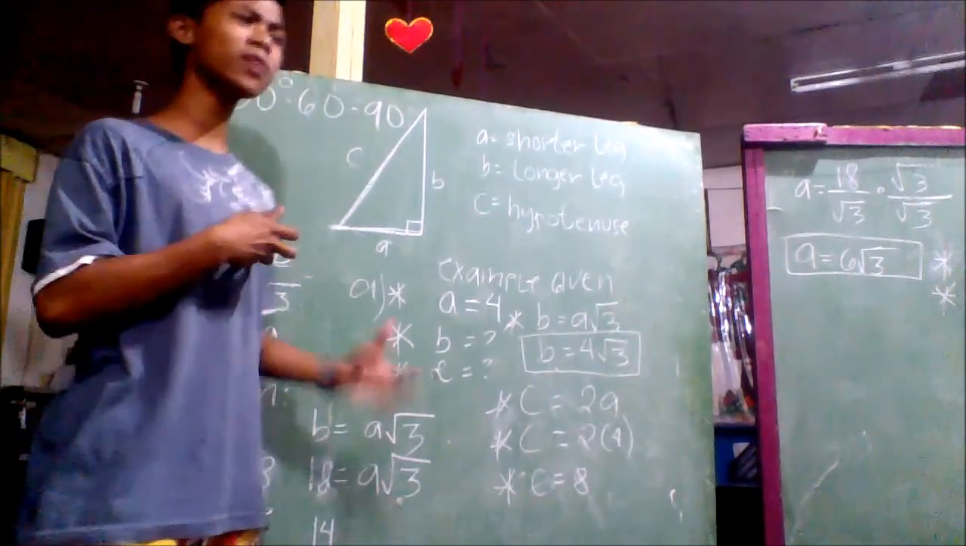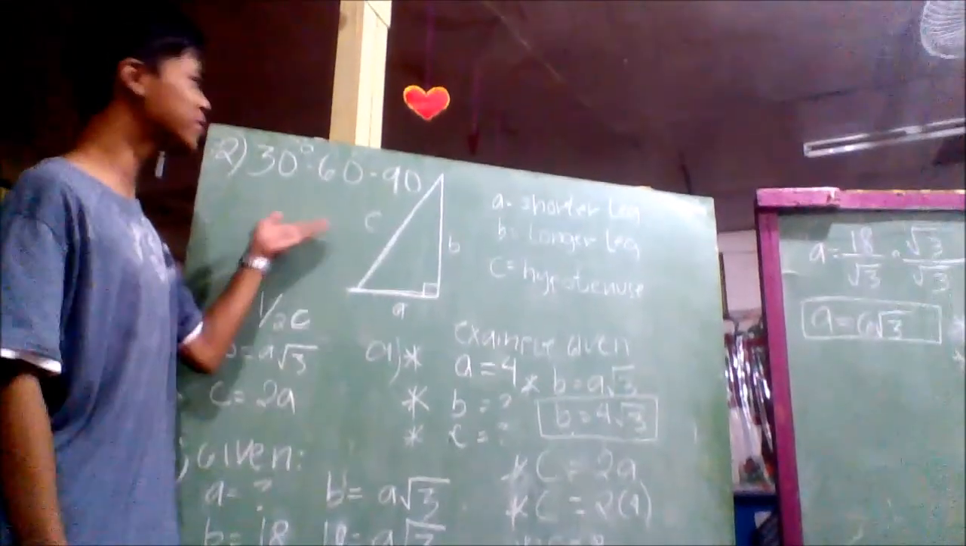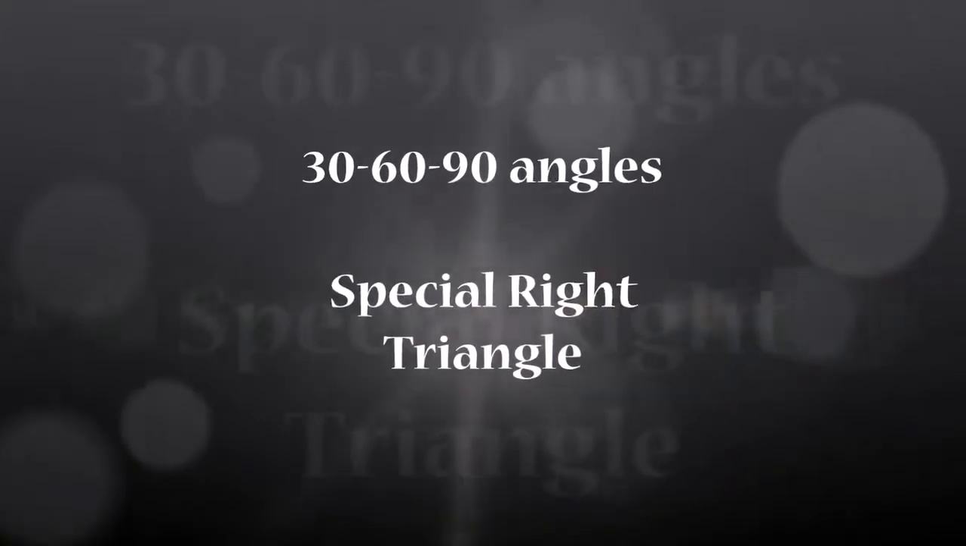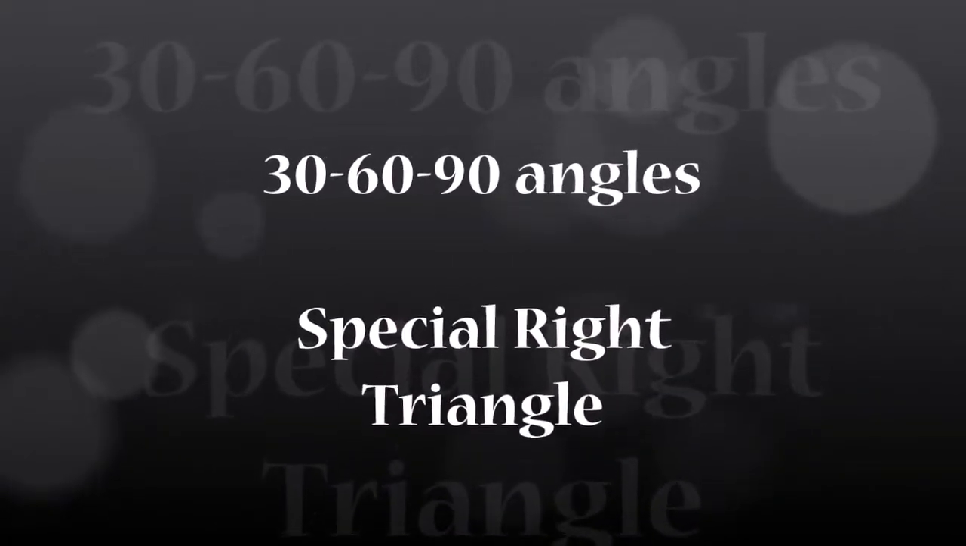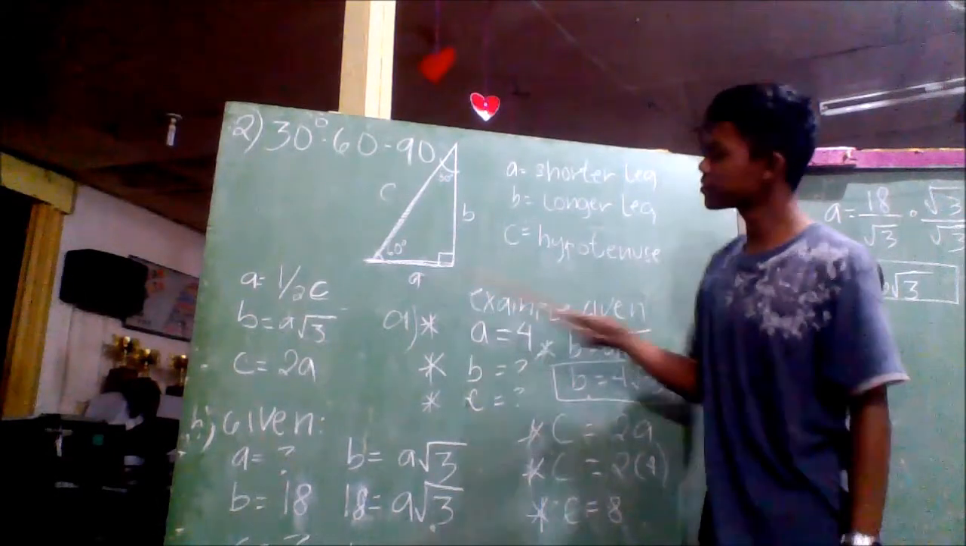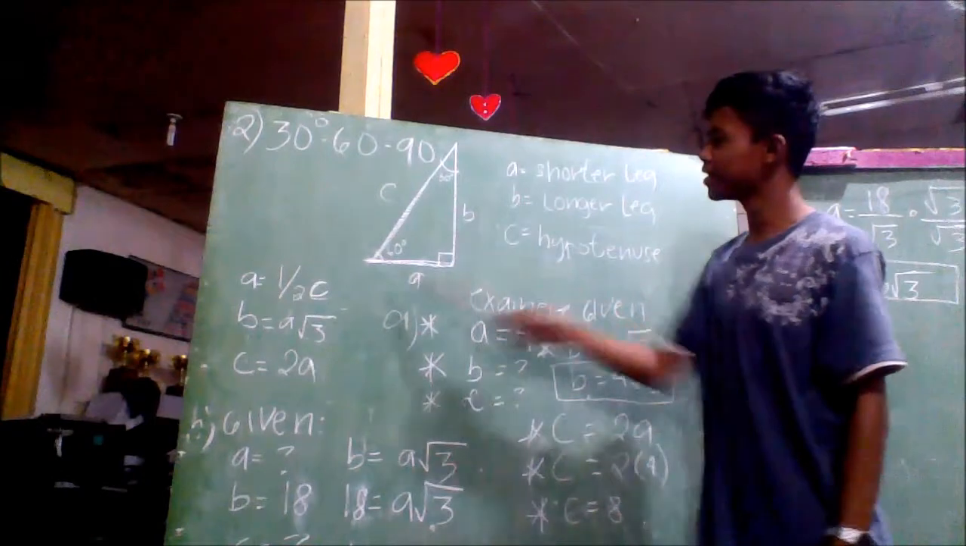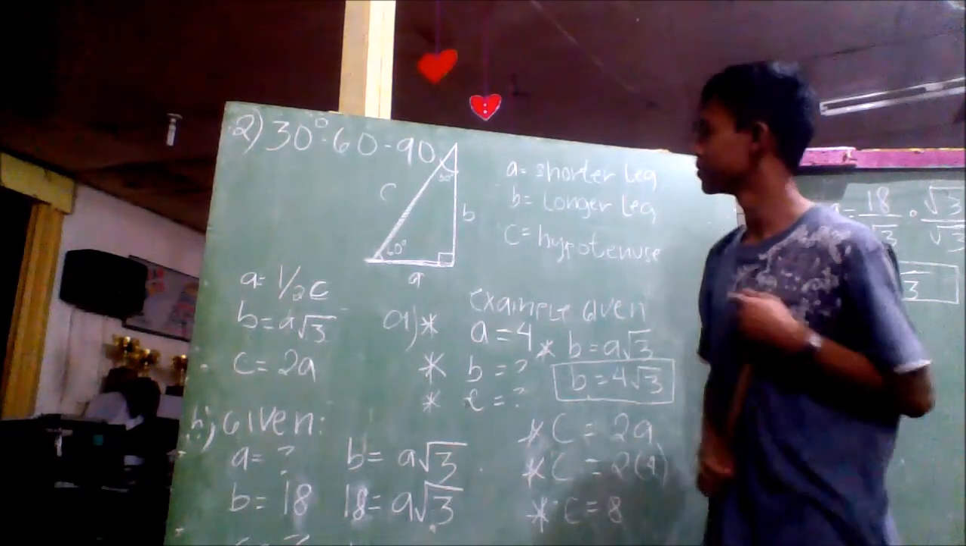Now, let's discuss the second kind of special right triangle. The second special right triangle that we are going to discuss is the 30, 60, 90 degrees triangle. At first, let's discuss the primary parts of the 30, 60, 90 right triangle.